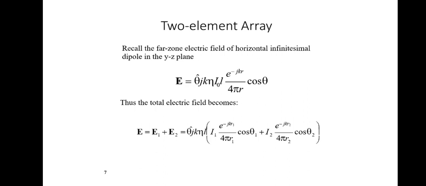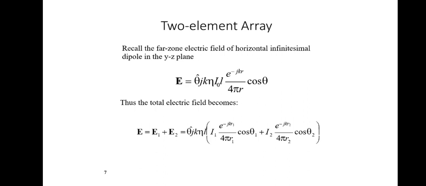They are separated by a distance of d here. The angle between the x coordinate and the point P is phi. These are as already given in the above figure. So here the distance between the two point sources is d, and the phase difference between the point sources is indicated by psi generally. Recall the far zone electric field of the horizontal infinitesimal dipole in the YZ plane.